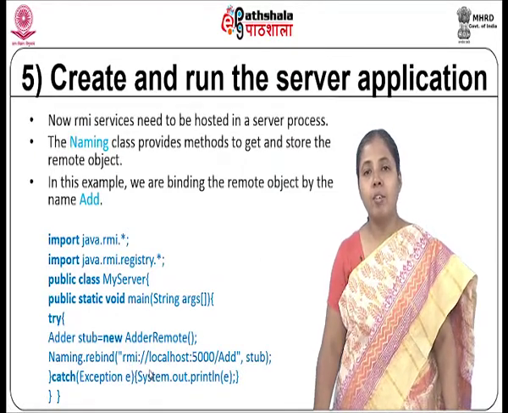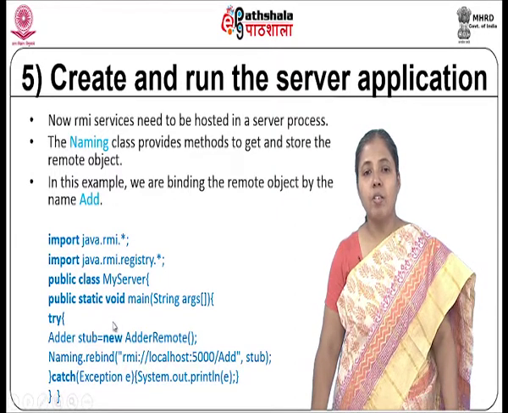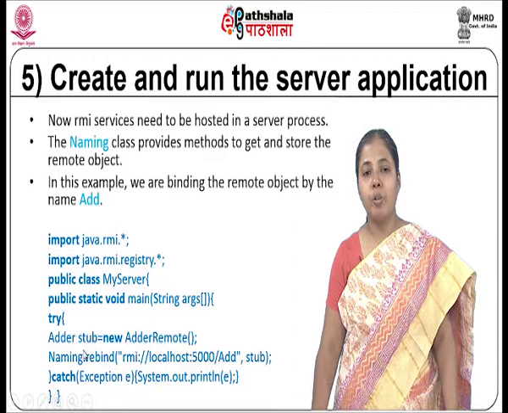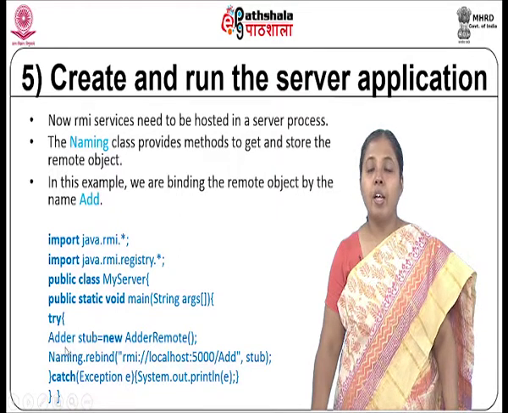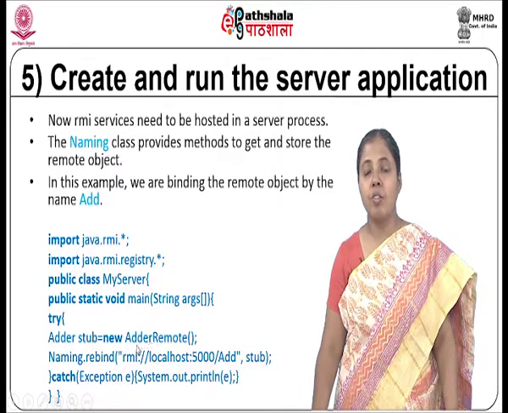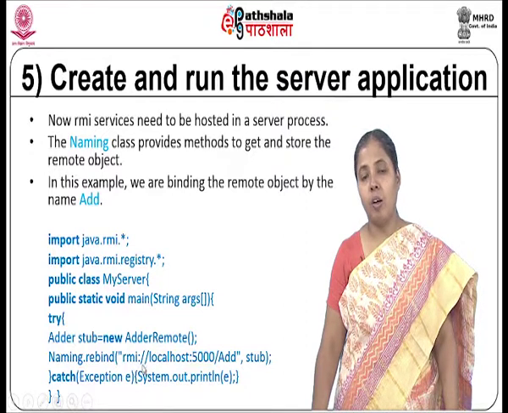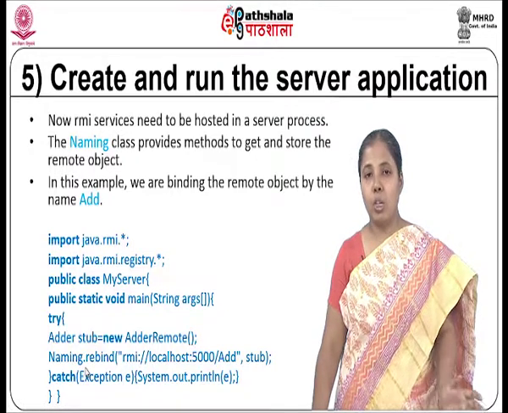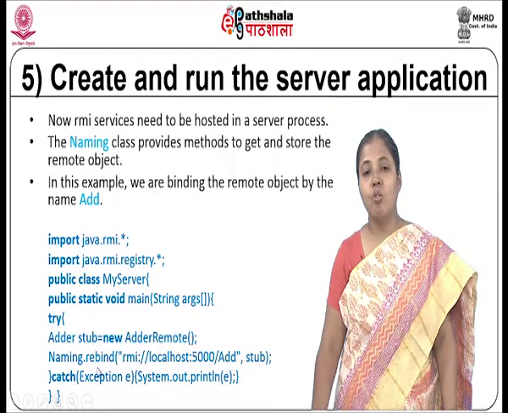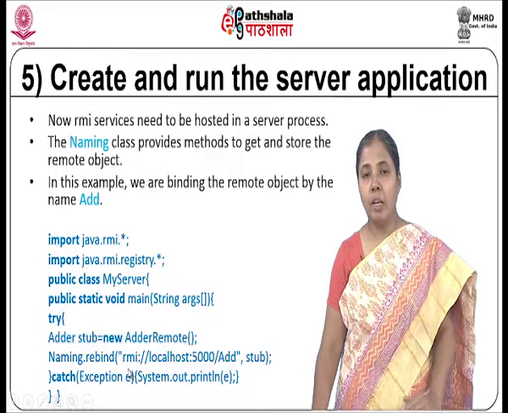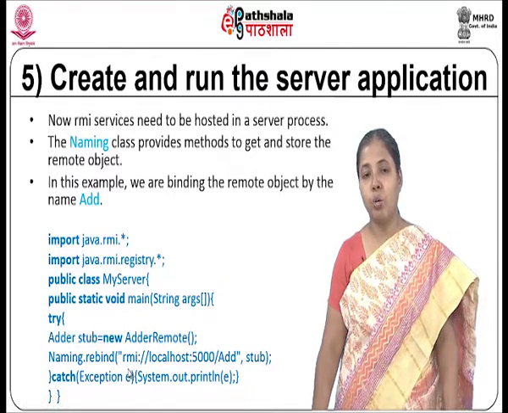And now you have to create the server application. So, to create the server application, first we create an object of the remote interface, an object of the class which we have implemented. The adder remote is the class, and adder is the interface. We create a reference to the interface which would point to the object of the class adder remote. Now, this server has to bind this remote interface to the registry. So, we use a class called naming class, within which we have a method called rebind. So, using this rebind, we will be binding this remote object to the registry.